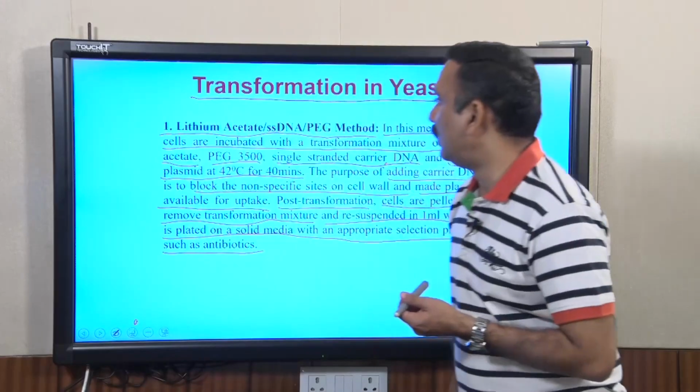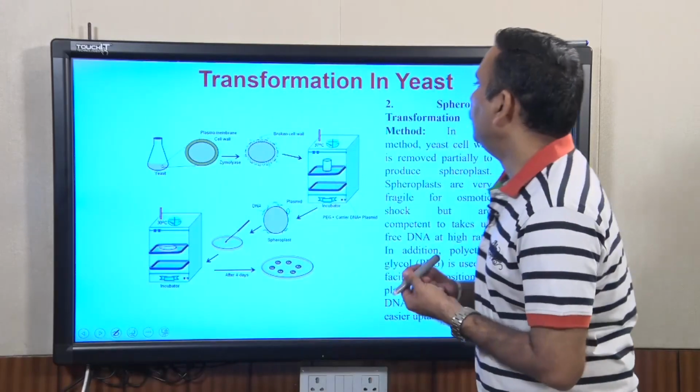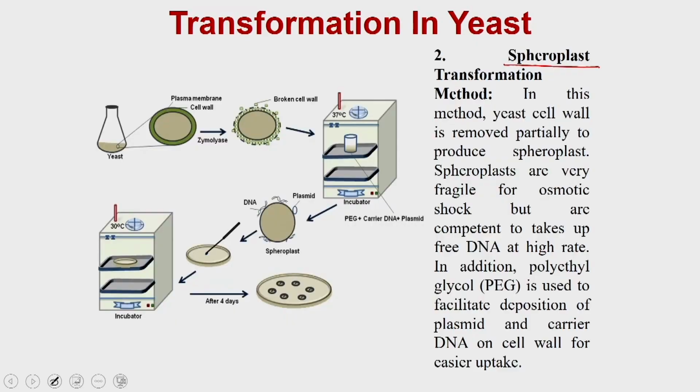Now, the next method is called the spheroplast transformation method. As we discussed, the yeast has a cell wall and then a plasma membrane, and below that it also has a nucleus. In this method the cell wall is removed partially to produce spheroplasts. So, when you remove the cell wall by these treatments, it creates a product that is called the spheroplast.